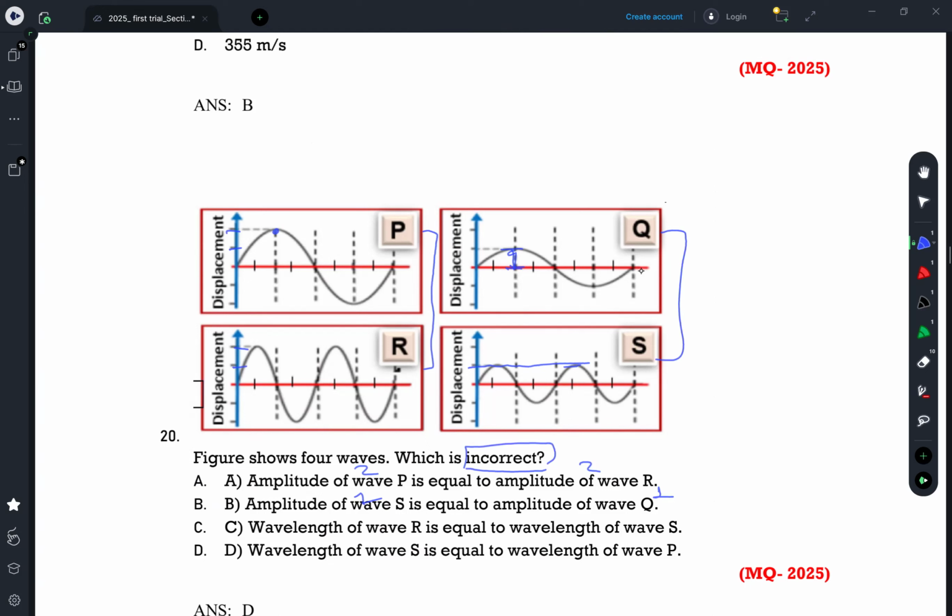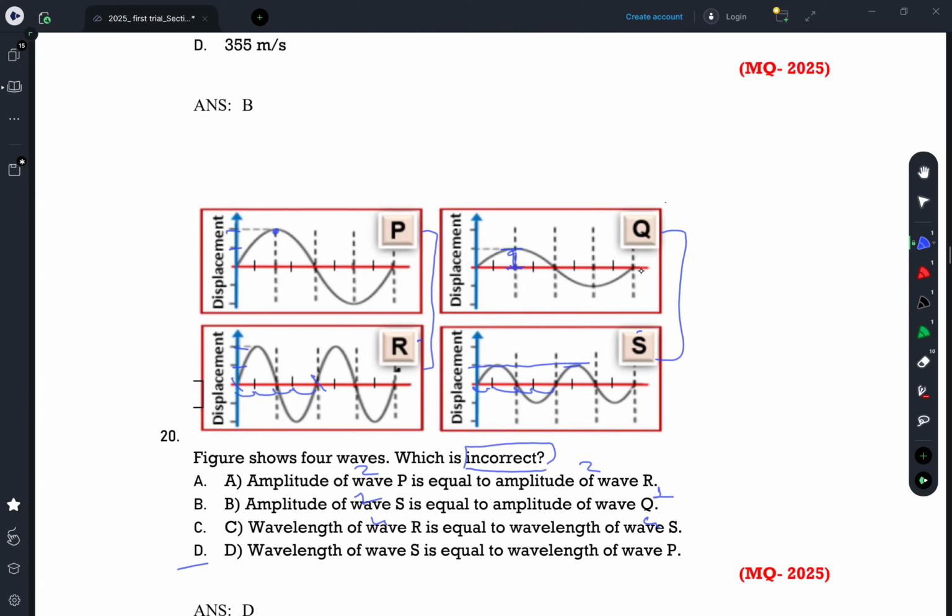R and S, we will compare. Wavelength is the length of a complete wave. So 1, 2, 3, 4 units. Length of complete wave: 1, 2, 3, 4 units. Yes, 4 units for R and S. So it is 4 and 4. This is equal, but we are looking for incorrect. The incorrect one is D most probably.